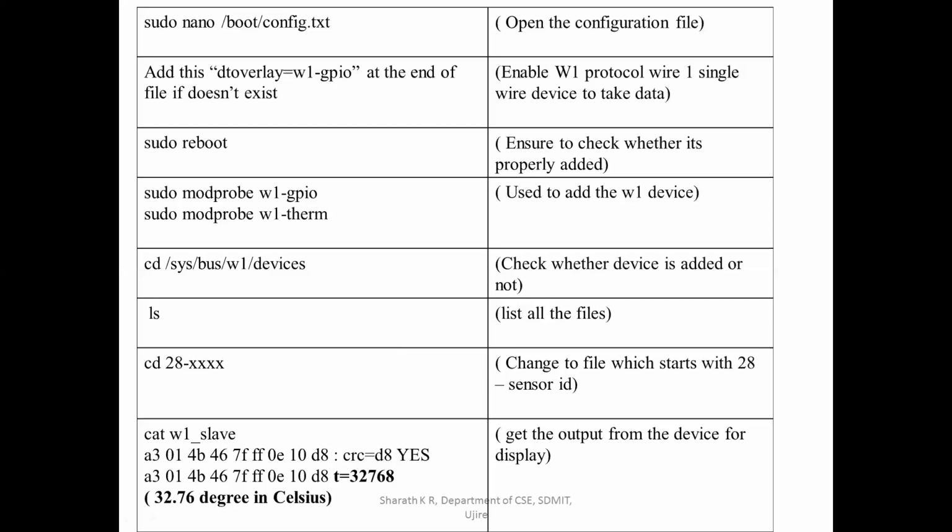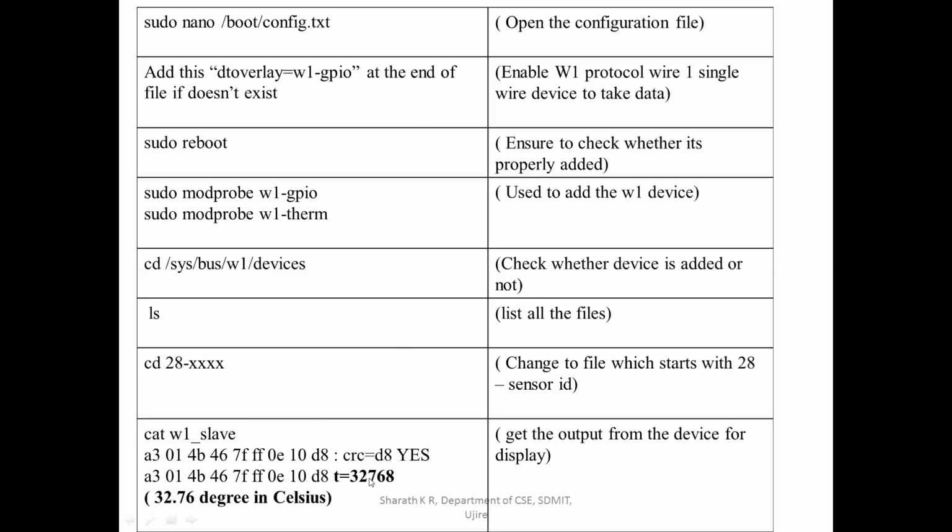So now we can access the temperature from the device since the device is ready. In order to display the temperature data, we can use the display command, which is cat w1_slave. It displays two different lines of data, which is considered to be the raw data. As you can see in the second line, t=32768 would be the temperature data that was given by the sensor.